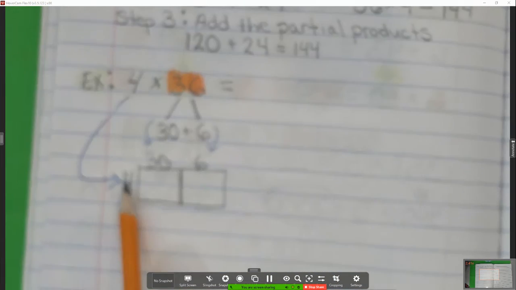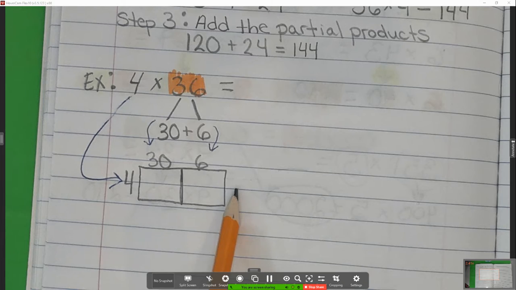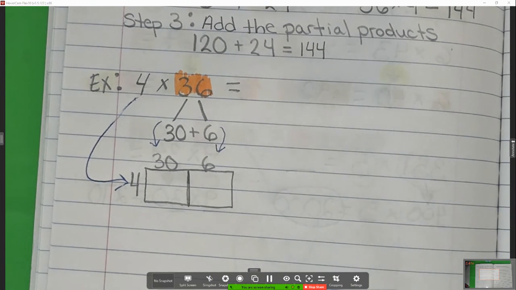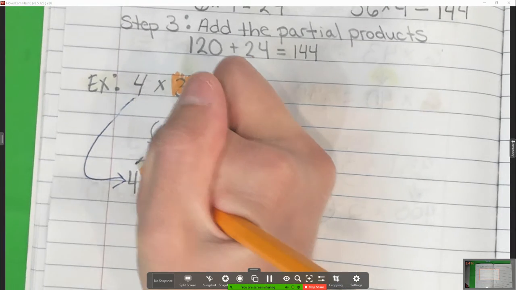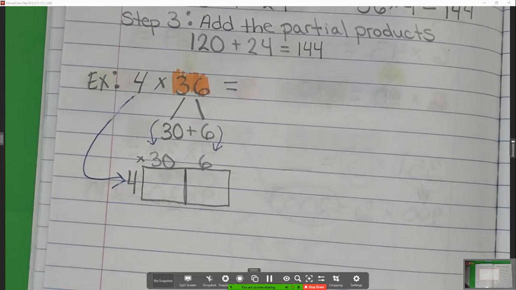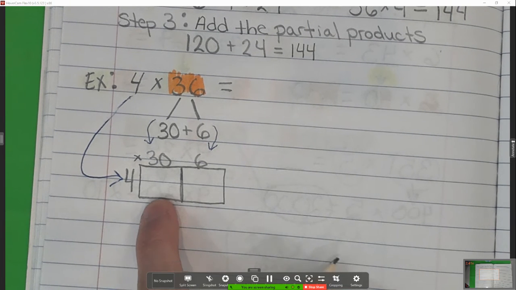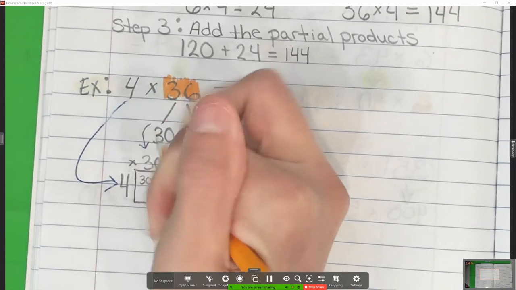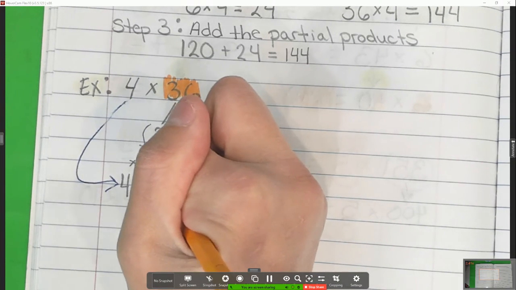So now my row has a number, and each column has a number. Row means left to right, column means up to down. Hey, this is like our fast facts that we worked on last week. Let's put a little X here to remind us of times. In this box right here, it's going to be 30 times 4. Let's write that down to remind ourselves. 30 times 4.